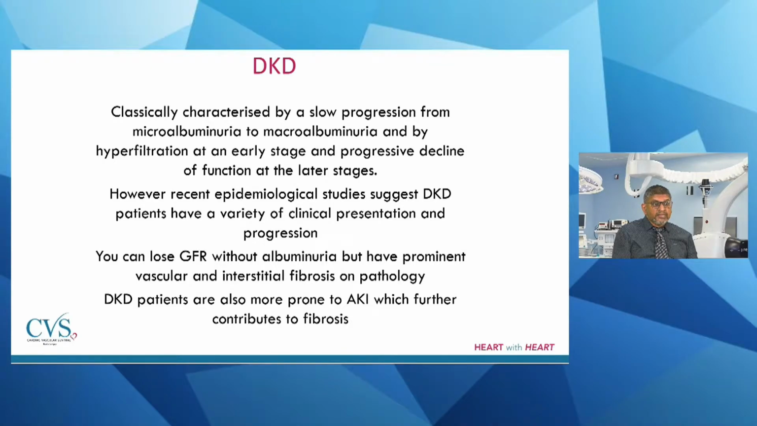And on top of that, patients with diabetes are also more prone to acute kidney failure for various other reasons. For example, a patient with diabetes who develops a cardiac disease, heart failure, and develops acute kidney injury is more likely to then develop fibrosis and chronic kidney disease.